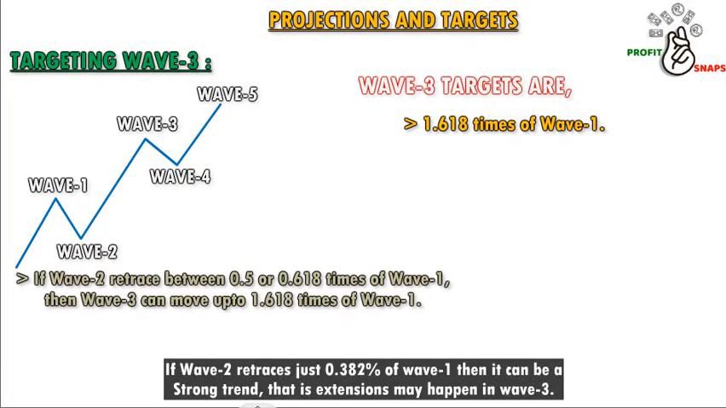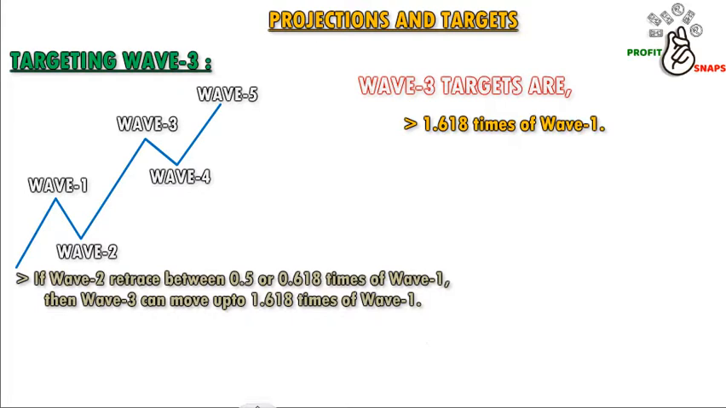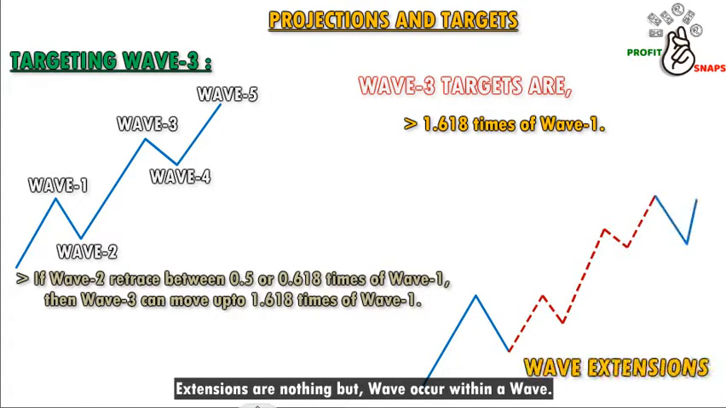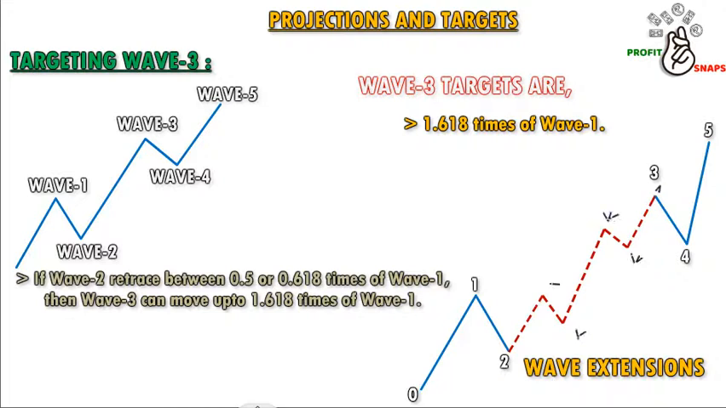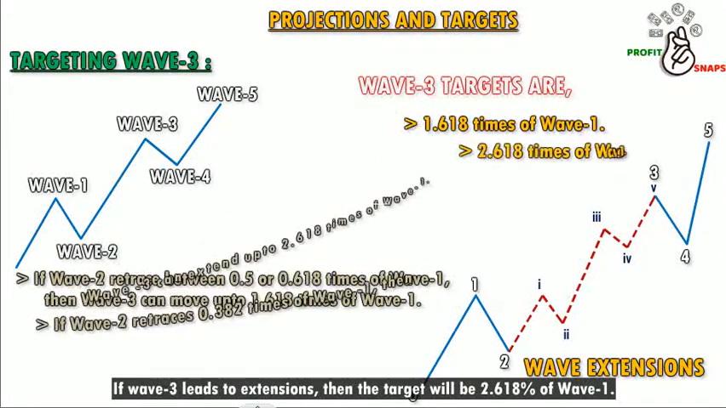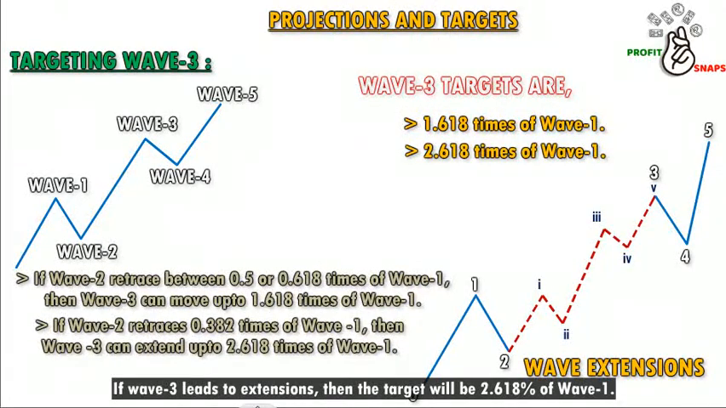If wave 2 retraces just 0.382 of wave 1, then it can be a strong trend. That is, extensions may happen in wave 3. Extensions are nothing but a wave occurring within a wave. If wave 3 leads to extensions, then the target will be 2.618 of wave 1.